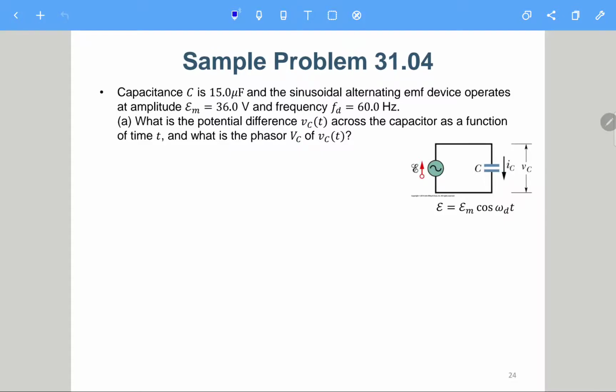So let's see another one. Now we have the capacitor. The capacitance is 15.0 microfarad. Everything else will be the same, and it asks you about the potential difference V_C of t, and also the phasor. So in this case, V_C equals EM, which is 36.0 volt. So this is the phasor.